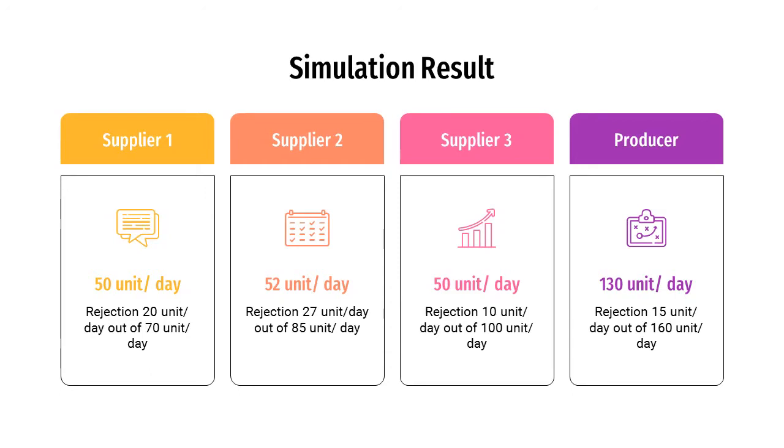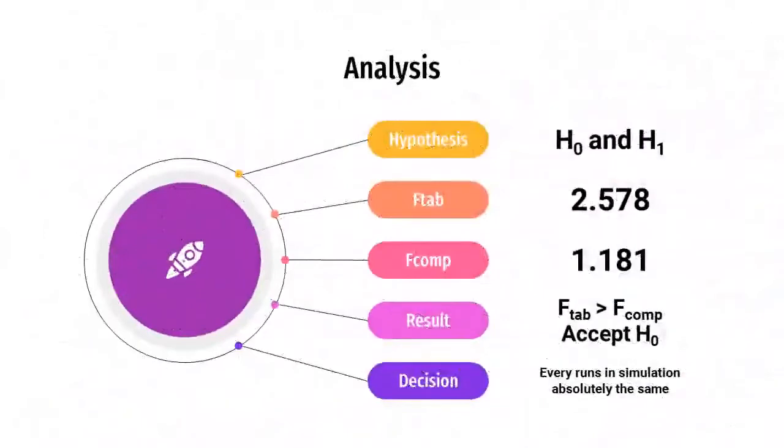And from producer to consumer, we found that 130 units per day production, and the rejection results are 15 units per day out of 160 units per day. In the analysis step, we got hypotheses H0 and H1, and the result from this analysis shows that F table is more than F compute. So we decided the H0 is accepted, and the decision is that every run in the simulation is absolutely the same.